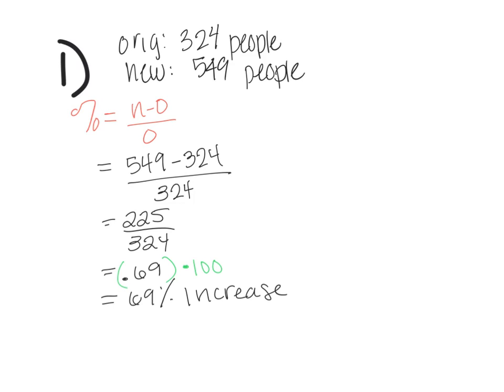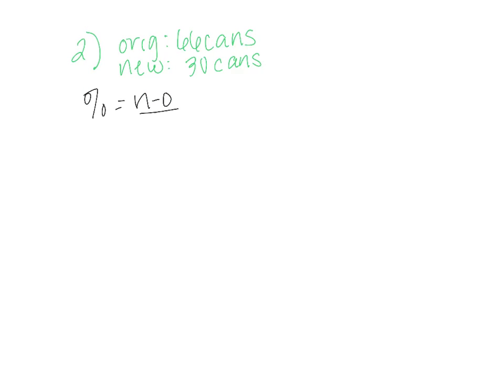All right, let's do number 2. So number 2 had the amount of original was 66 cans, and the new is 30 cans. So we're using our formula, the percent of change equals new minus original divided by original. And now we're plugging in our numbers. Our new number was 30 minus our original number of 66, divided by 66. When you subtract 30 from 66, you get negative 36 over 66.